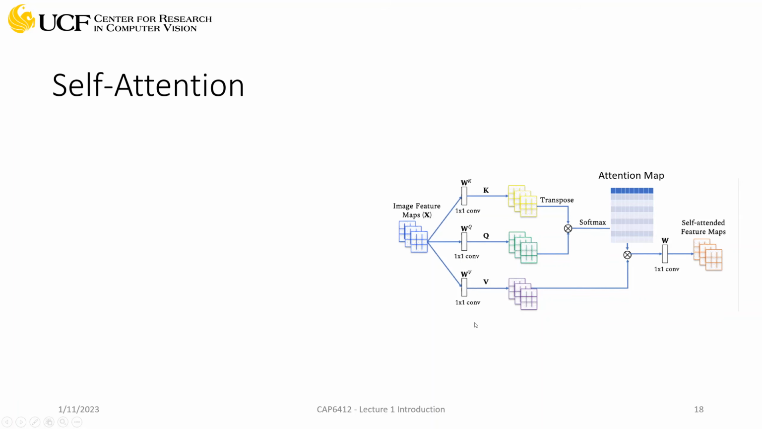Now what we're going to do is take the transpose of this and multiply key with query, and that will give us a 9 by 9 matrix. This is basically the attention map, and it's very important. You need to understand that.